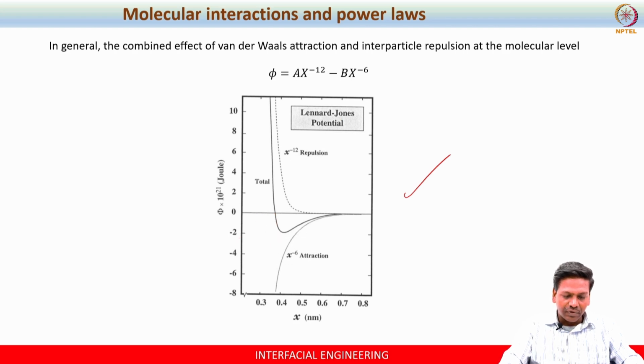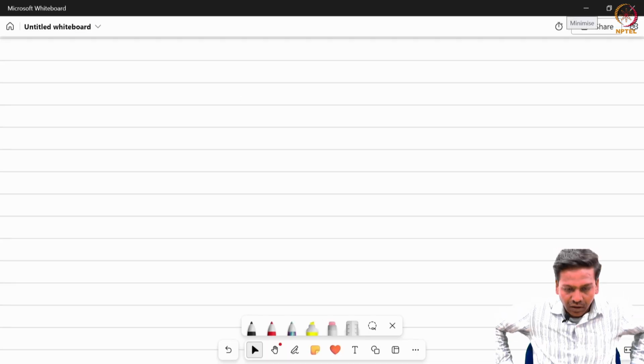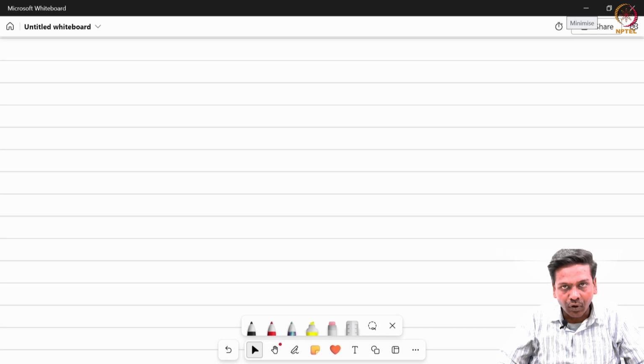We know that if you plot the sum total of the attraction plus repulsion on the same graph, the solid line is the total force, which is the sum of the attractive force as well as the repulsive force, and the dotted line is the repulsive force alone or the attractive force alone. Now we can look at how to understand the minimum potential or minimum coordinates.